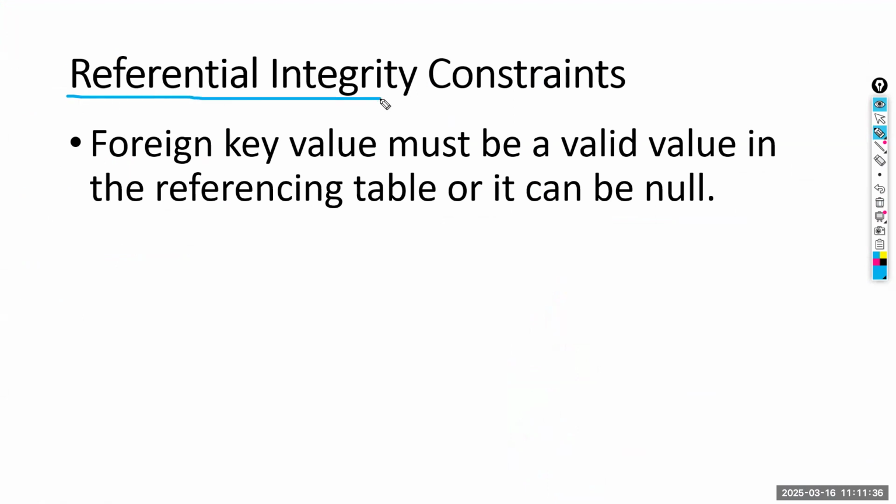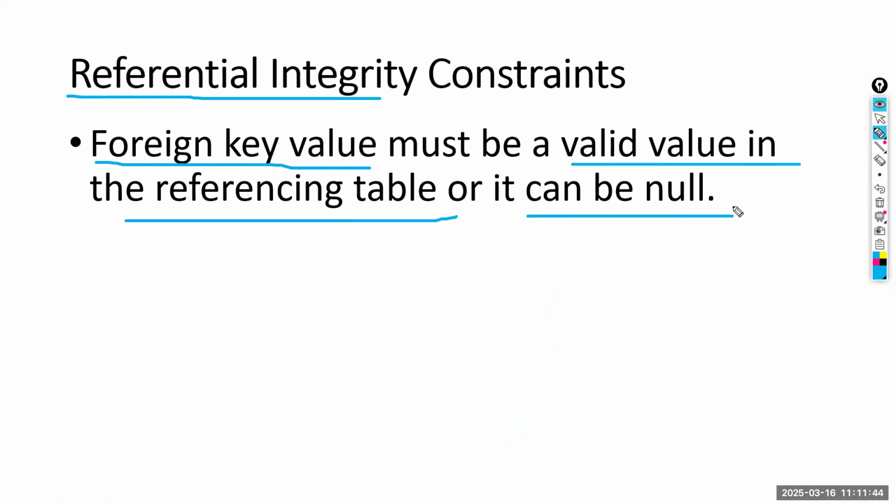So the referential integrity constraint says your foreign key value must be a valid value in the referencing table, or it can be null. Primary key can't be null, but foreign key can be null. But if you add the value, it must be a valid value.